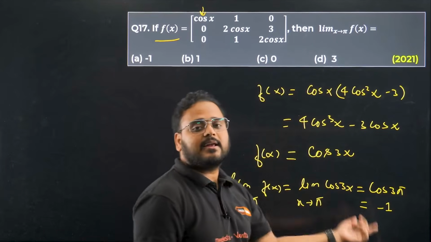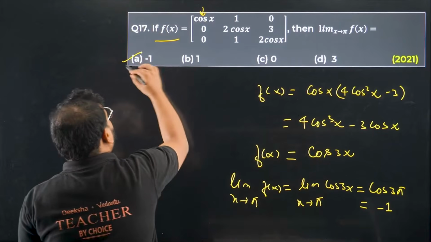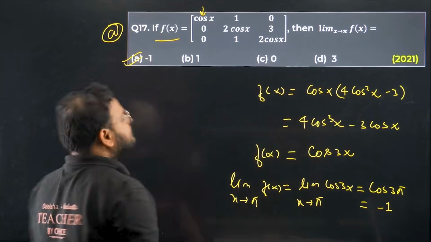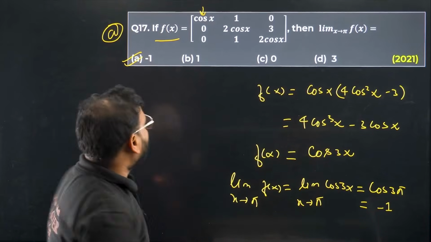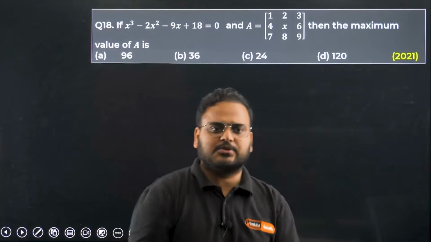The extremes are there. Pi is minus 1, 2 pi is 1, and 3 pi is minus 1. Option A is correct. Simple question. Okay, 30 seconds again. This question, 30 seconds. 17, 30 seconds is good enough to solve this question.